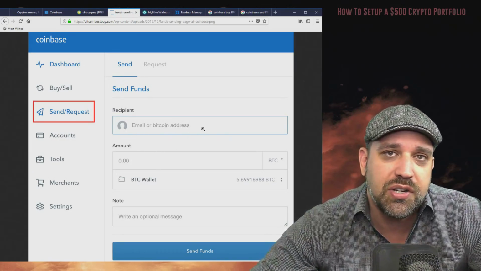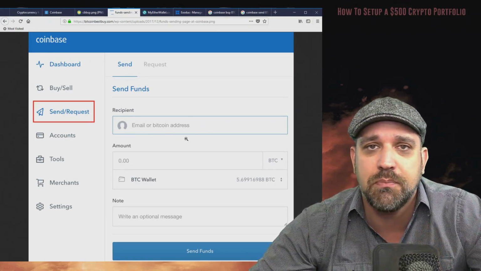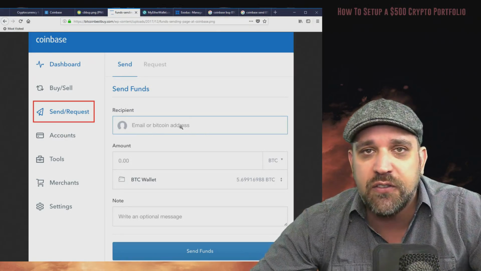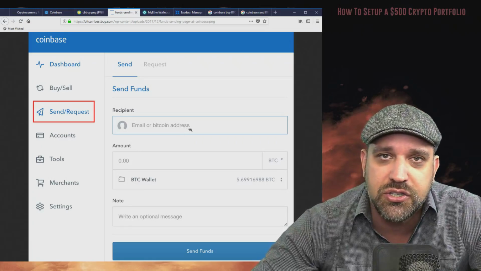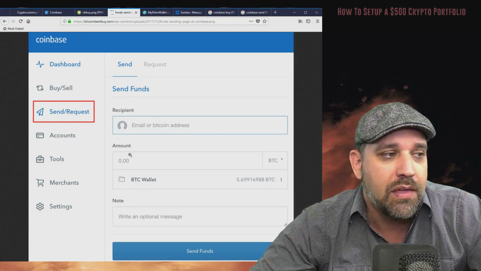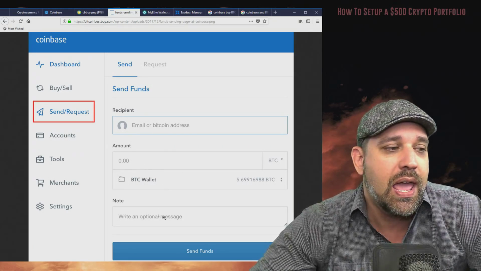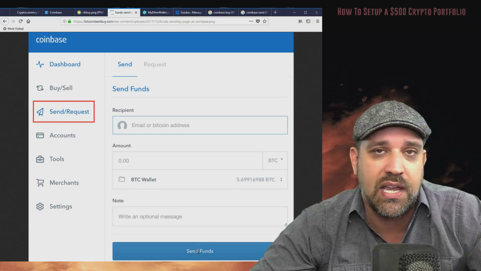And when you're on the exchange, you're going to get a receive address. So let's assume you're using Bitcoin. Well, you're going to get a receive Bitcoin address on the exchange. You're going to copy that, and you're going to paste it right in here. And then you're going to set the amount of Bitcoin that you're sending to that particular exchange, and you can leave a little note if you want and send funds.